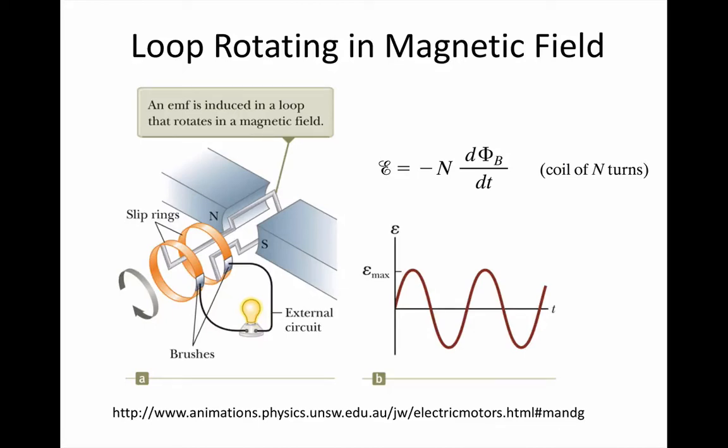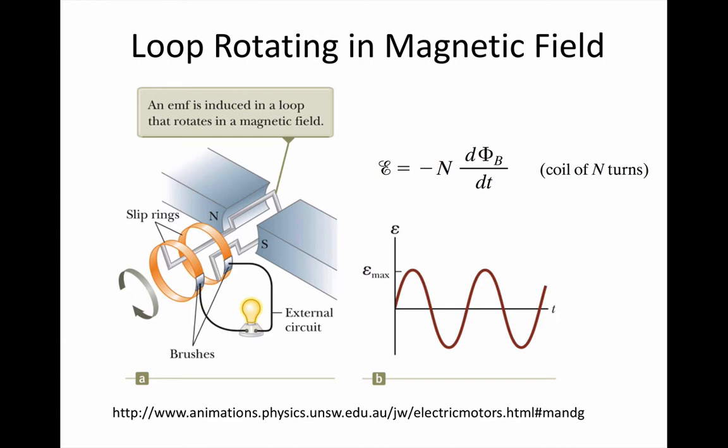So far, we've looked at Faraday's law for a single loop of wire in a magnetic field, and we know that the induced EMF is proportional to the rate of change of magnetic flux. However, if we have multiple loops, each loop generates an EMF, so the total will be the EMF of a single loop times the number of loops. So this is the equation we see here. Faraday's law for a coil of n loops of wire.